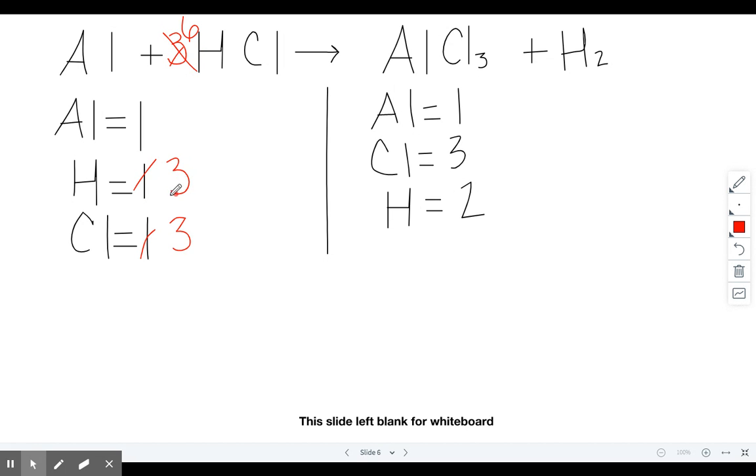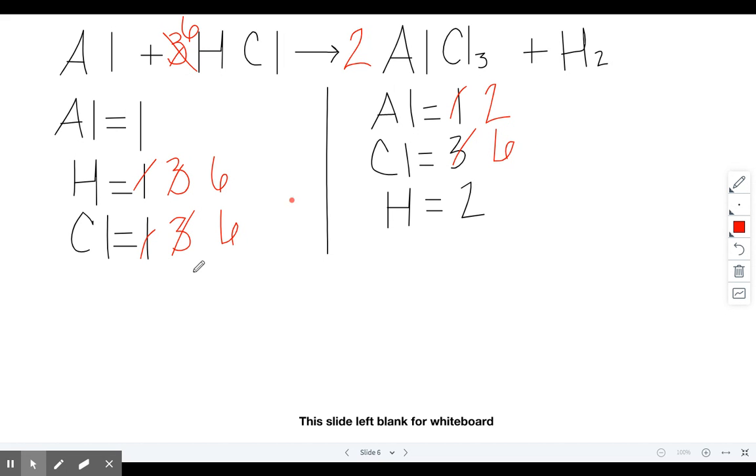So now instead of 3 hydrogen, multiply the 6 times the 1, I have 6 hydrogen and 6 chlorine. Okay, so now I go back and look at this over here, but my chlorine was 3, but now I have 6 chlorine. So what can I multiply by my 3 to get 6? I need to multiply it by 2. And remember, that 2 has to go in front. So now I have 2 aluminum, because remember that coefficient is also affecting my aluminum. And now 2 times the 3 gives me 6 chlorine.